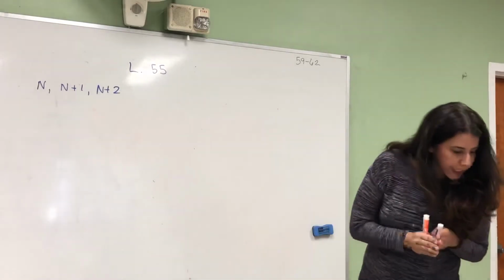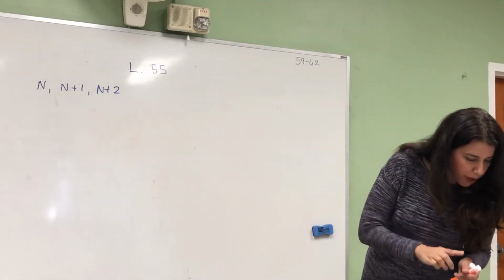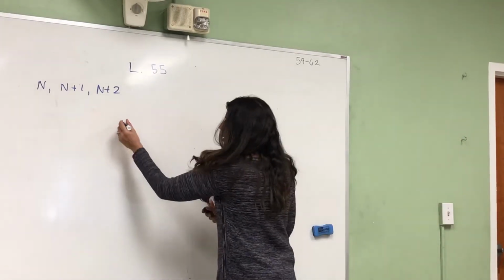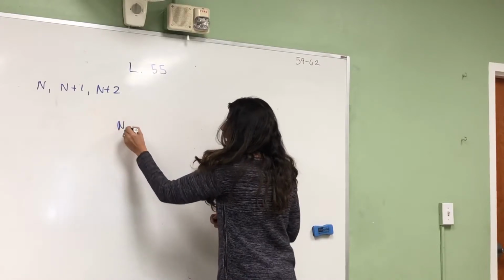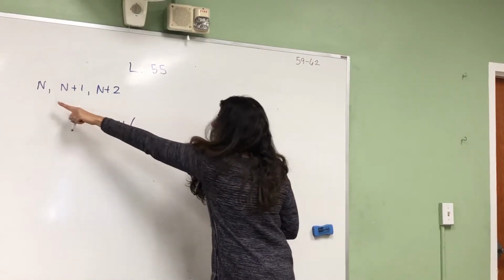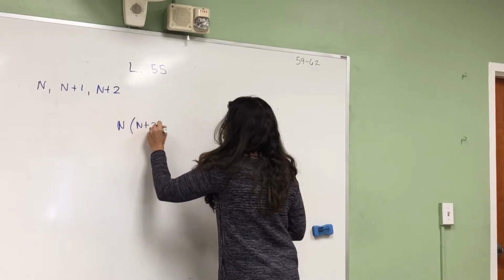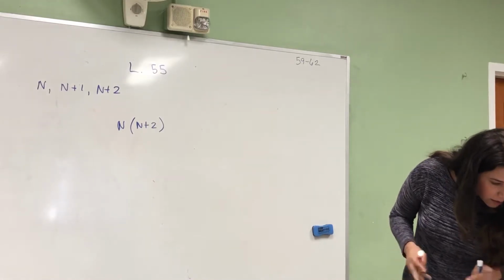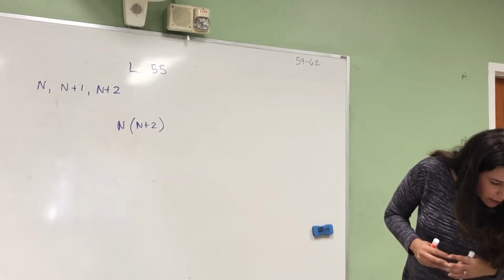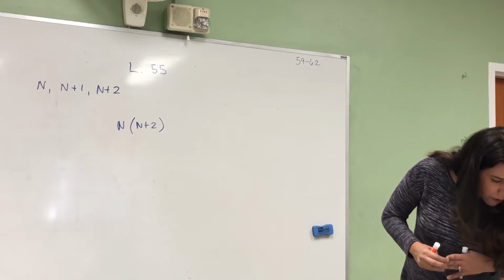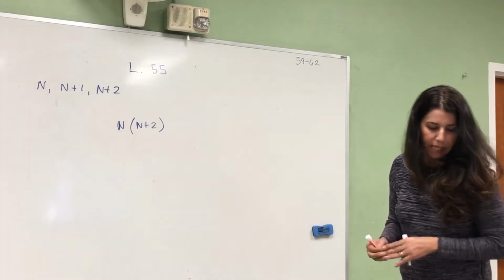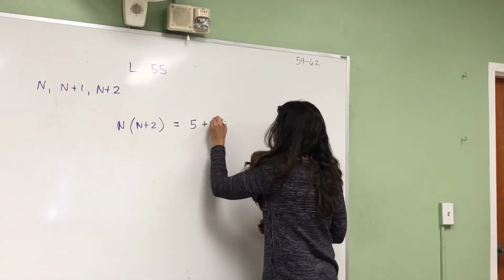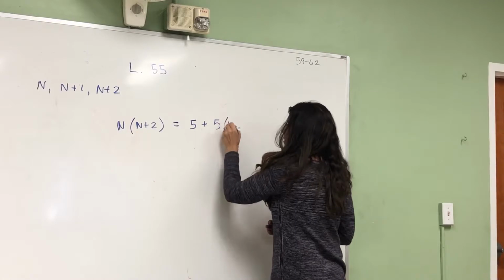So, all right, now we're going to break it up. It says find 3 consecutive integers such that the product of the first and the third. So, product means multiplication. n times first and third, n plus 2, is 5 greater than 5 times the second.